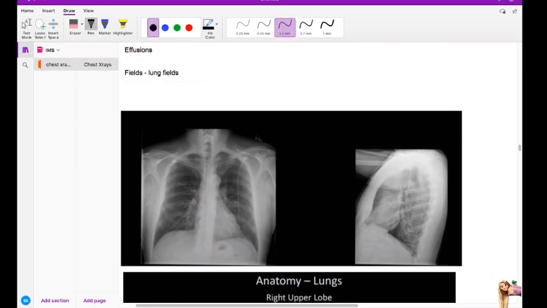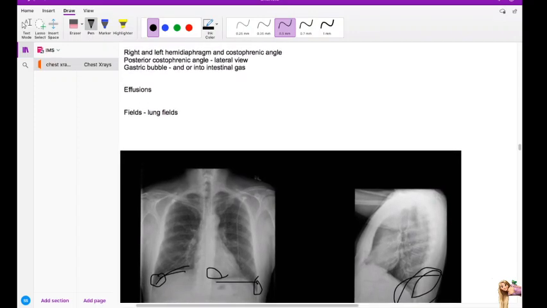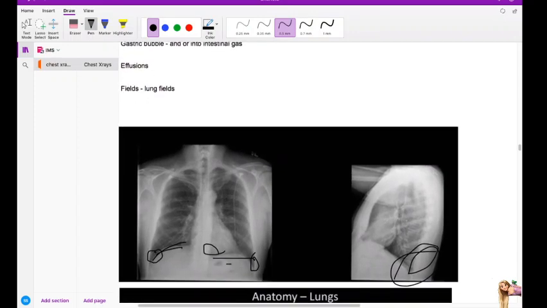So this is the diaphragm, the right diaphragm, the left diaphragm. The right diaphragm is slightly higher because of the liver. This is the right costophrenic angle, the left costophrenic angle. This is called the cardiophrenic angles, and this is the posterior costophrenic angles. It's seen on lateral view. Then you can see the gastric bubble.